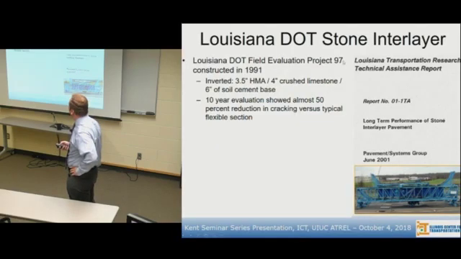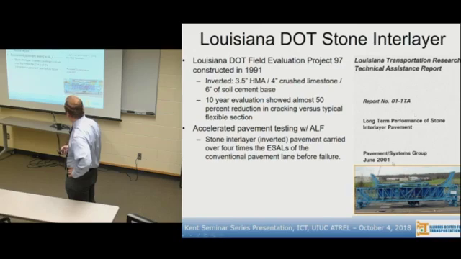Louisiana is very well known for their famous stone interlayer pavement. Okay? And what that is really is an inverted pavement. 3.5 inches of HMA, 4 inches of crushed limestone, 6 inches of soil cement underneath that. That's the same inverted pavement design section, right? Little differences in the thicknesses.